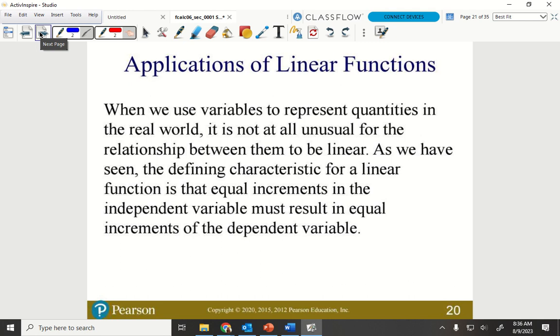So, application of linear functions. Linear functions represent quantities in the real world, and it's not at all unusual for the relationship between them to be linear. We have seen that the defining characteristic of a linear function is that equal increments of the independent variable must result in equal increments of the dependent variable. What that means is, whatever equal parts you have here, it's also equal parts here. So you're not going to have a big chunk in between where these are not all equal parts.